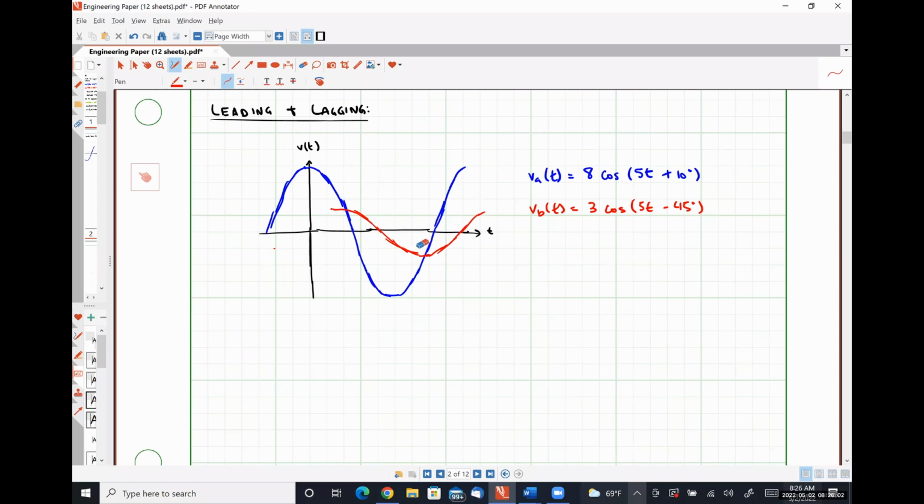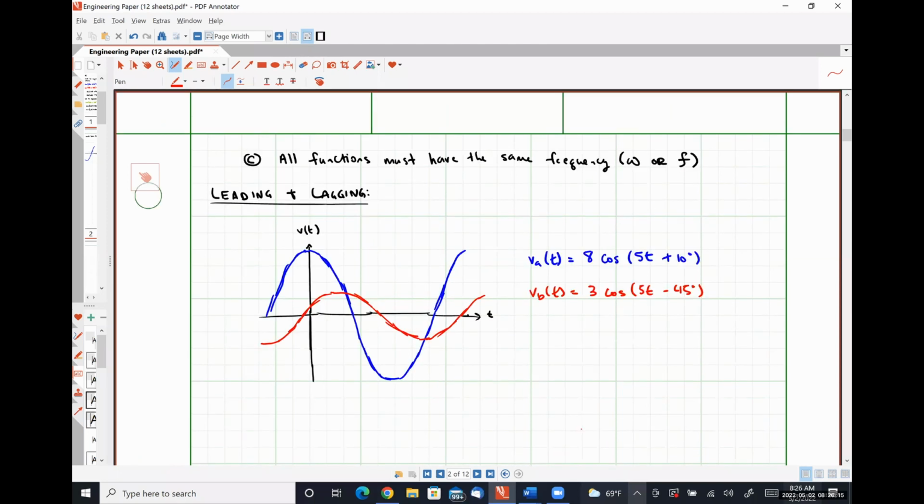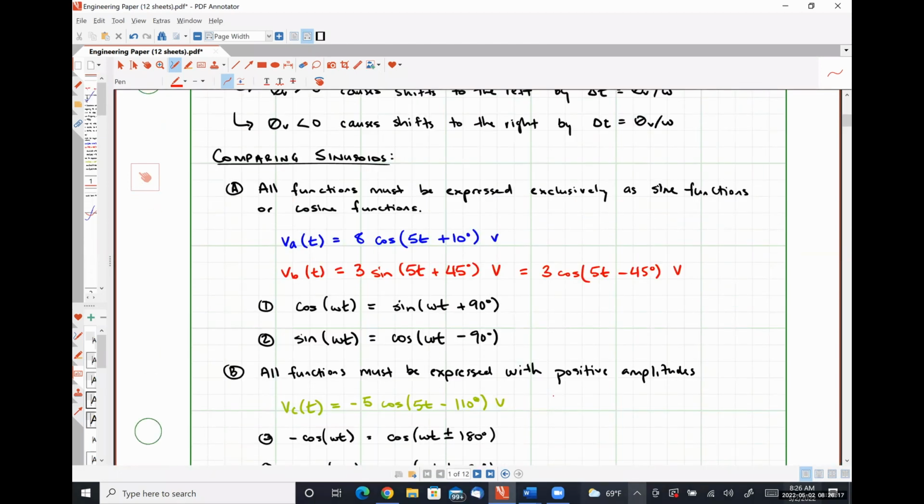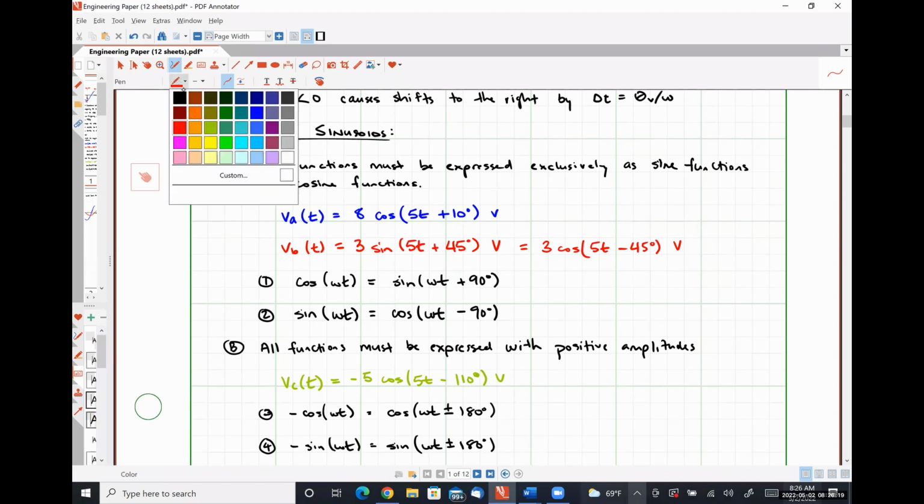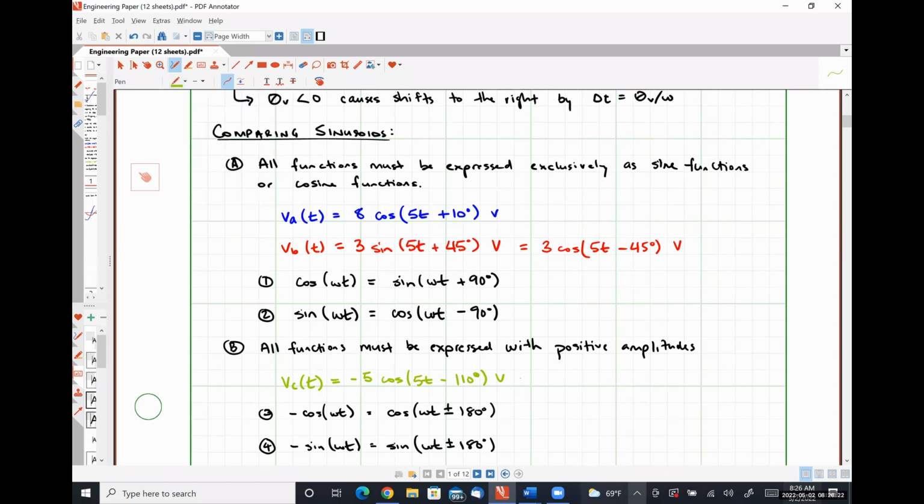Again, apologize for my poor drawing skills. Something about like this. And finally, VC of t we did in green. So that was, oh, actually, we didn't ever actually convert it. So let's do that briefly here.